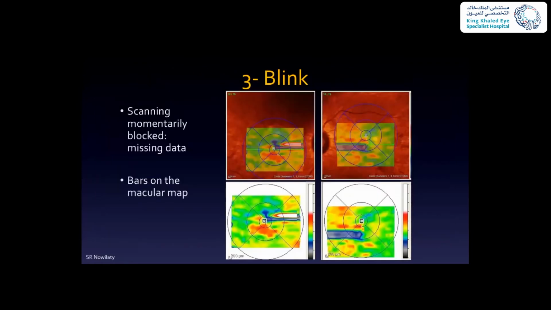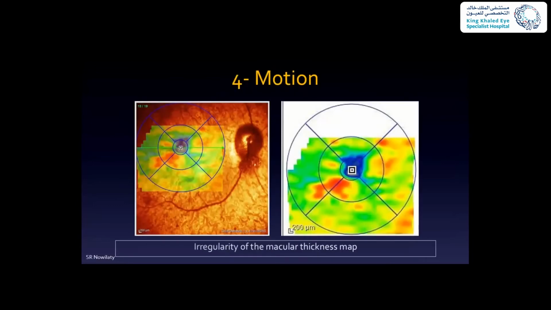Okay. Blink artifacts will look like this. If a patient is blinking, then the machine is not going to generate any data. It's not going to be able to compute anything because there's no segmentation. So it's just going to give you a 0 value, okay? And this will look like missing data right there. So these are completely inaccurate. The map is inaccurate. You really cannot rely on this. You're going to have to redo the scanning, okay?